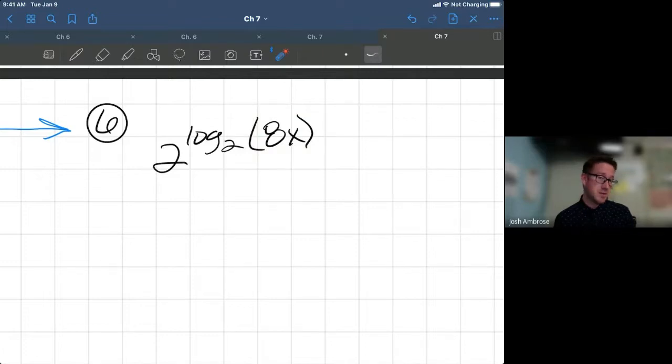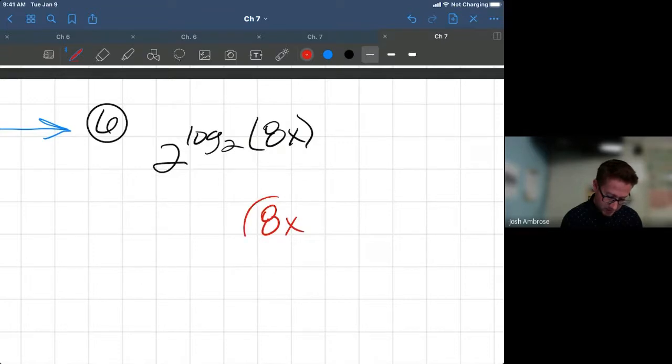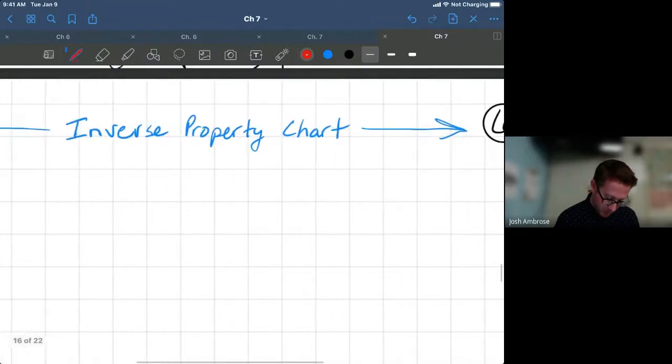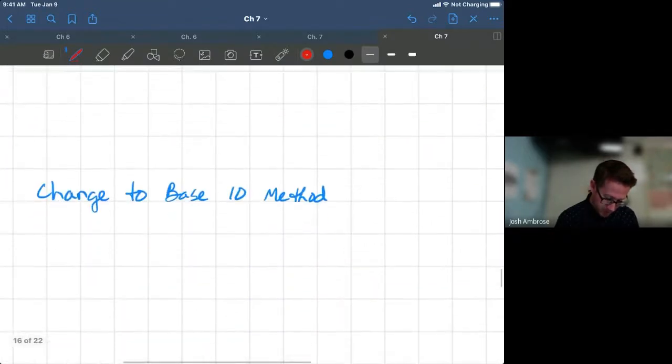You're simplifying an inverse. These numbers right here have to be the same. If they are, then your answer is just 8x. So they're both 2, so we can use the inverse property chart. Okay, now we got one more problem to do.